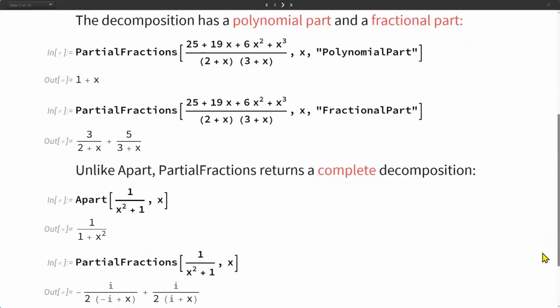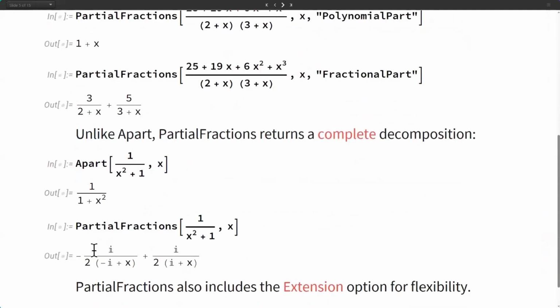And aside from that, PartialFractions will do a kind of complete decomposition with complex numbers all the way out. Apart will stop short of that, and of course we have an extension option to go back and forth between those two possibilities. But I think PartialFractions should be something that might be useful to a lot of people who work with this kind of algebra.